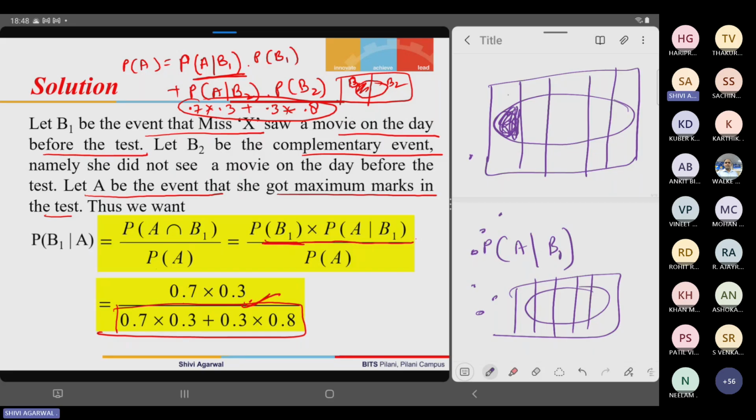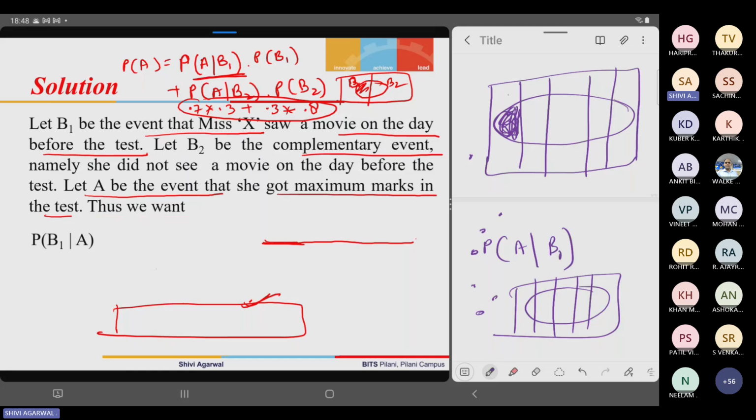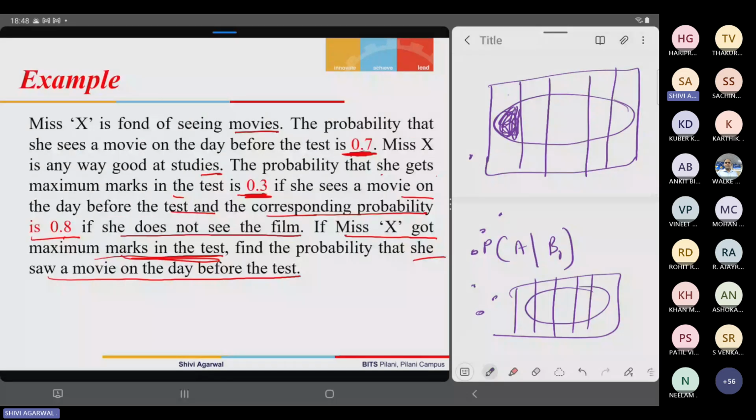It depends upon what information is given, and they are asking just the opposite information. You can see the question. From the question itself, it is mentioned here. What is given? The probability that she gets the maximum marks in the test if she saw a movie. And what they are asking is, given that she got the maximum marks, find the probability that she saw a movie. Just the opposite of it, so we can apply the Bayes theorem here.